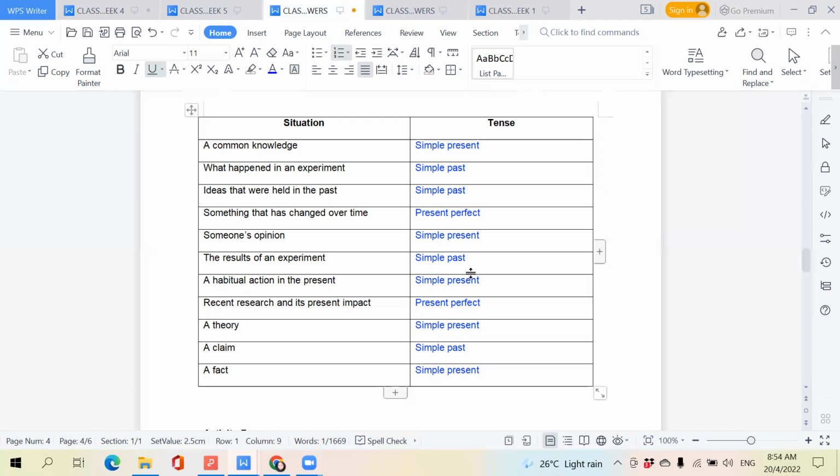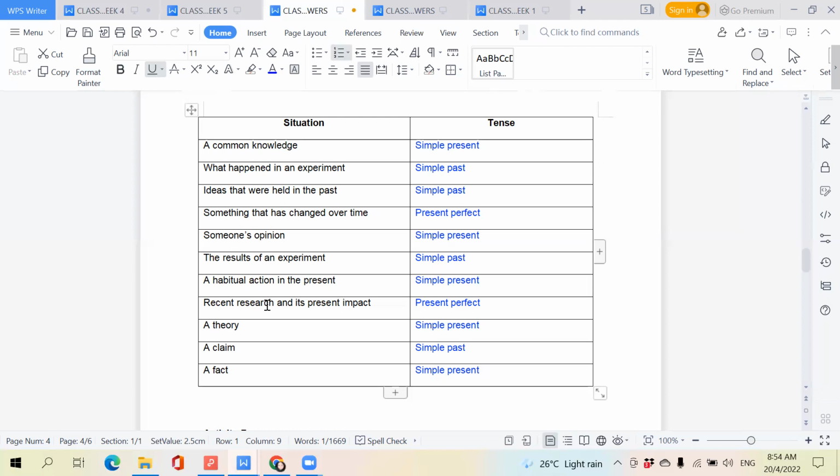Okay, next, recent research and its present impact. Remember? Okay, so when we say research, it's almost always already been conducted. Orang dah buat research. Alright, although it says recent research means macam the research was conducted in 2020, 2019, something like that. Anyway, so this research has been done in, for example, 2019, but the impact is still present today. Kesan dia masih lagi ada sekarang. So this is when you use present perfect tense.